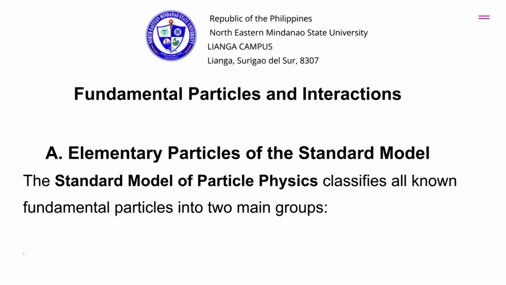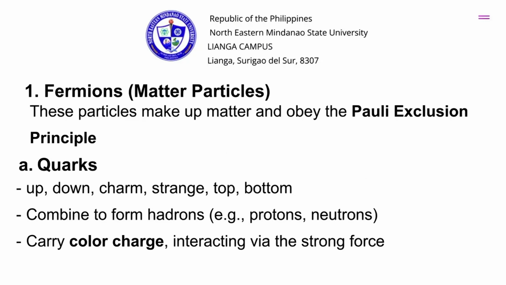The Standard Model of particle physics classifies all known fundamental particles into two main groups. One is the fermions, or matter particles, and the second one is bosons, or force mediators. Fermions, or matter particles, make up matter and obey the Pauli exclusion principle.